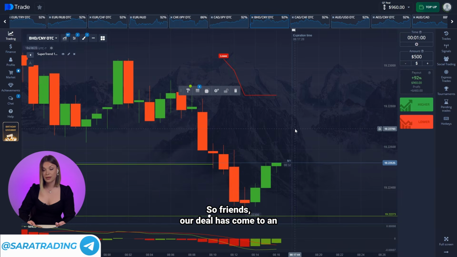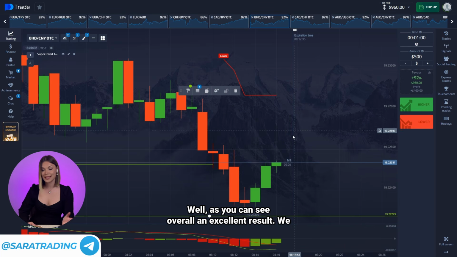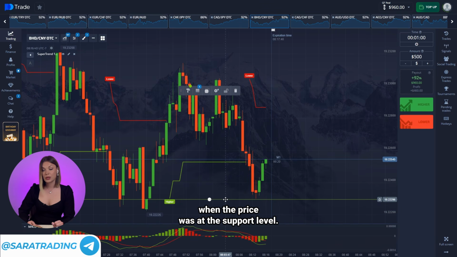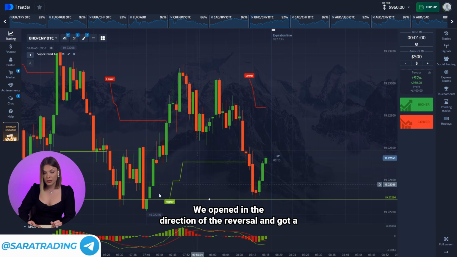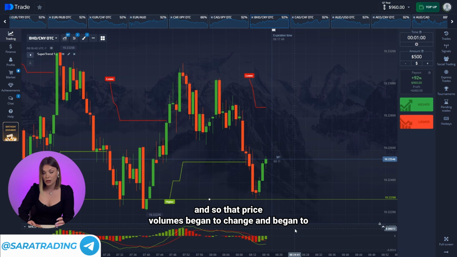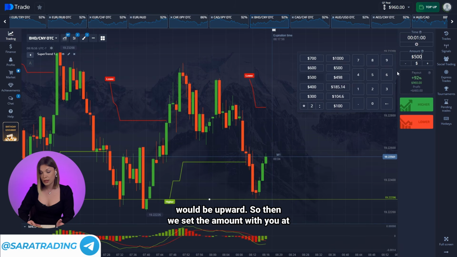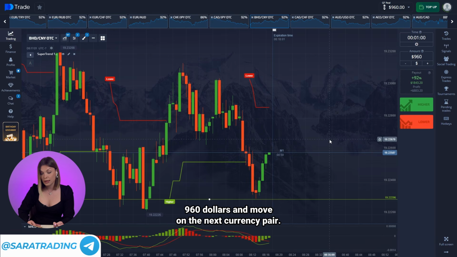So friends, our deal has come to an end. Here we were able to earn $460. Well, as you can see, overall an excellent result. We opened at the reversal of this trend when the price was at the support level. We opened in the direction of the reversal and got a clear plus. At the same time, we paid attention to the MACD indicator and saw that price volumes began to change and began to appear green. Accordingly, this means that the trend would be upward. So then we set the amount at $960 and move on to the next currency pair.